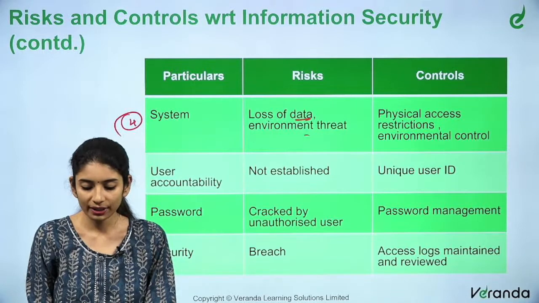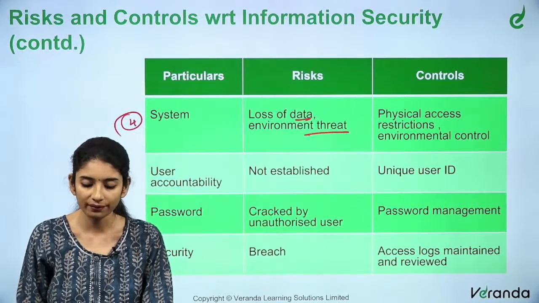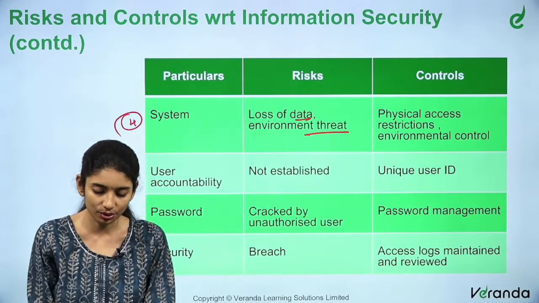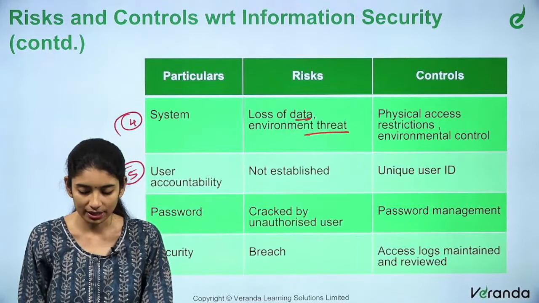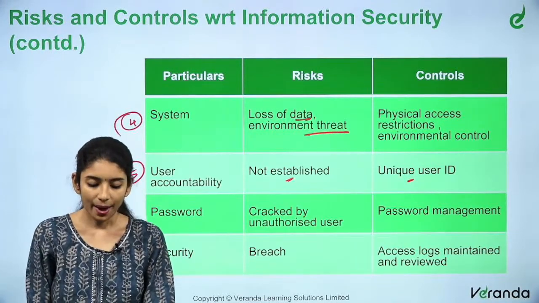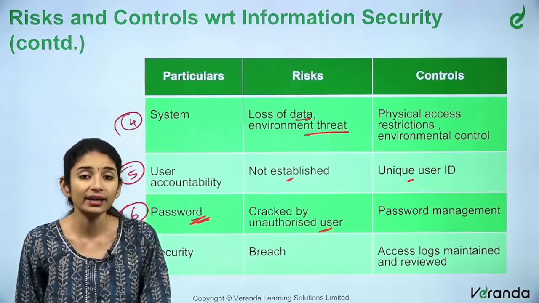Loss of data or environmental threat to the actual physical system: for that you need physical controls and environmental controls. User accountability not established: for which I need a unique user ID. Password: it is cracked by an unauthorized user.